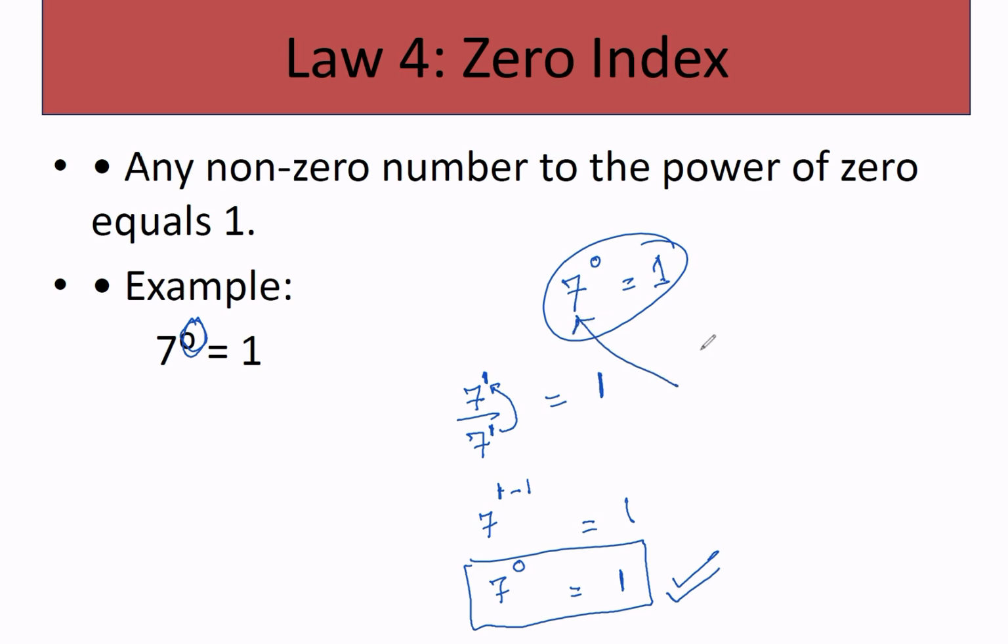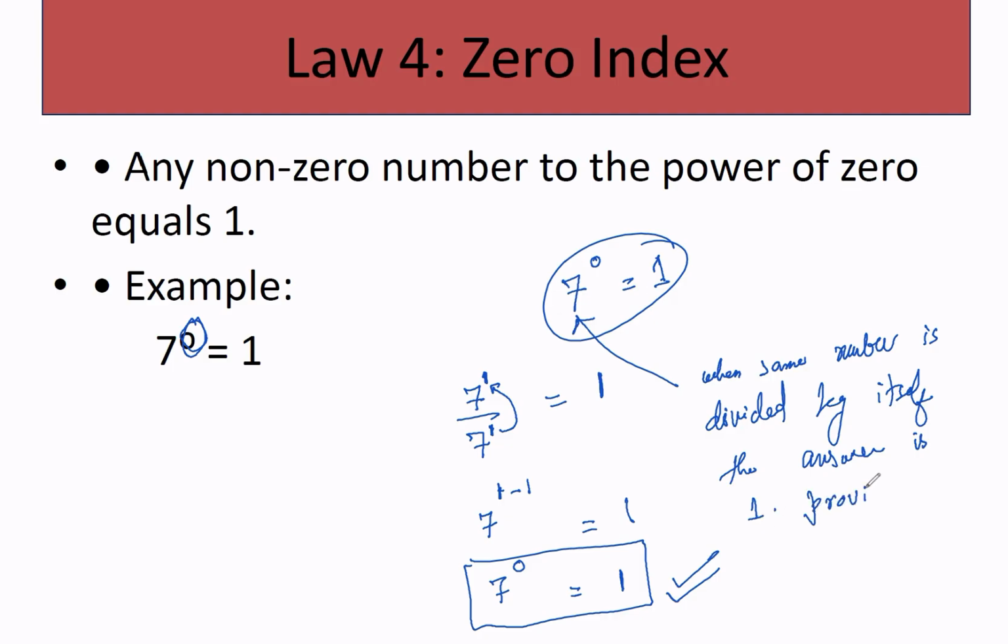It means you are dividing the same number by itself. Okay, when the same number is divided by itself, the answer is always 1, provided the bottom number is not equal to 0. The denominator should not be 0. Okay, so you have to learn these types of rules.